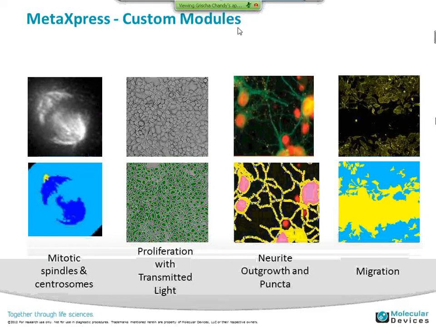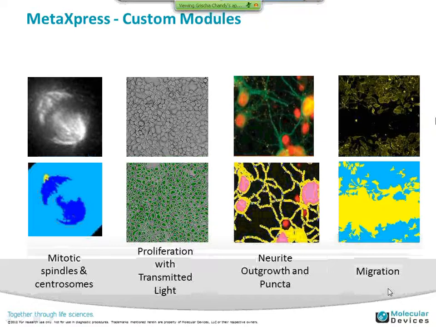So MetaXpress custom modules, which Vicky went through two interesting examples of quite complicated measurements that you want to extract from an assay, but we can do a variety of things: mitotic spindle, centrosome imaging, proliferation with transmitted light, neurite outgrowth, and puncta. Those are little puncta within the nuclei or near the nuclei that can be quantified, and migration assays.